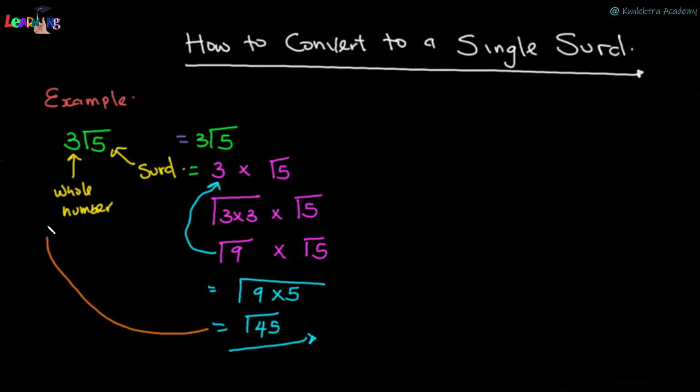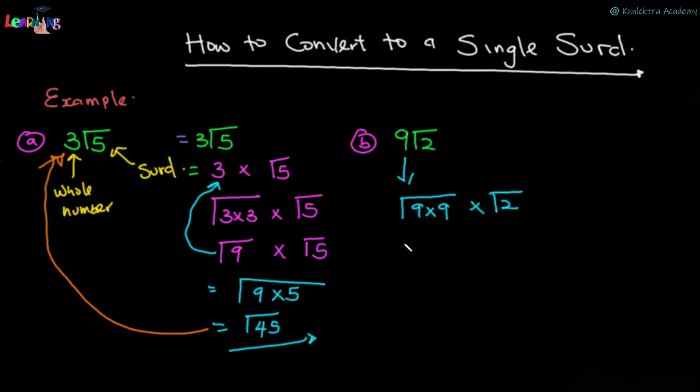Looking at this, root 45 gives us 3 root 5. Another example, you have 9 root 2. Let me label this A, and this is B. How do you express this back to a single surd? This is the whole number, this is the surd. I told us to change the whole number to a perfect square. How can you achieve that? This becomes 9 times 9: square root of 9 times 9, times square root of 2.